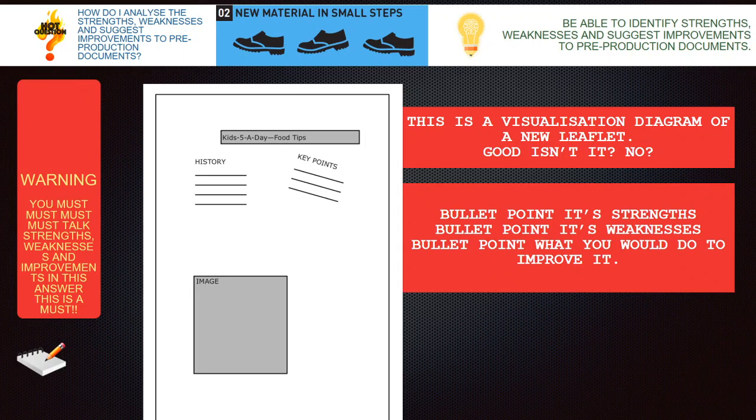Warning: you must talk strengths, weaknesses, and improvements in this answer. It is a must. So this is a visualization diagram of a new leaflet. Good, isn't it? Okay, it's not very good. What I'd like you to do now is pause the video. Bullet point its strengths, bullet point its weaknesses, and bullet point what you would do to improve it. Remember: strengths, weaknesses, improvements. Just pause the video and have a go at that now.